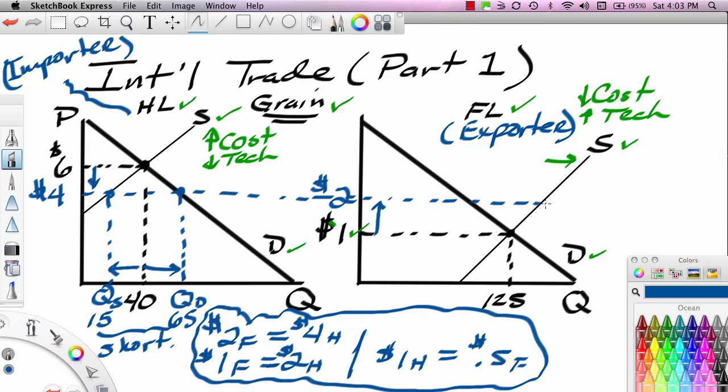Now, in the exporting nation, it's just the opposite. In the exporting nation, the price rises and domestic production is going to increase. So this will be our QS over here, and let's say this is 150. Now, higher prices motivate greater production. We know that.